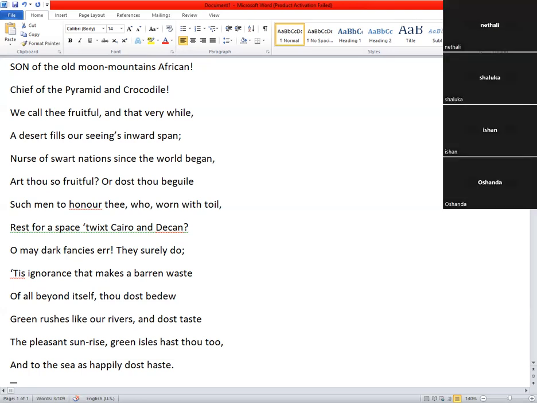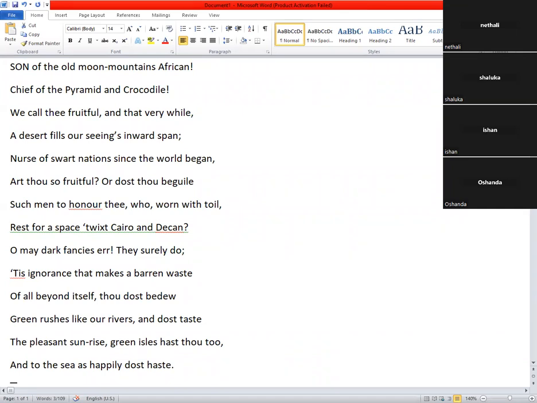Now, this Nile River has been a fascinating river for Africans as well as for non-Africans. There are many literary creations done around this fascinating river.